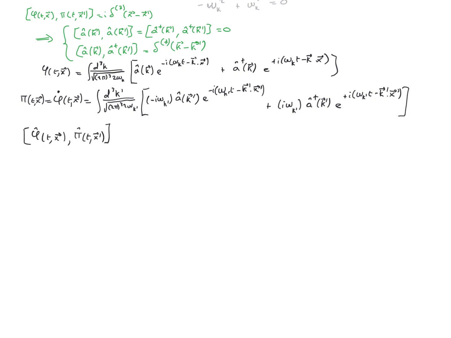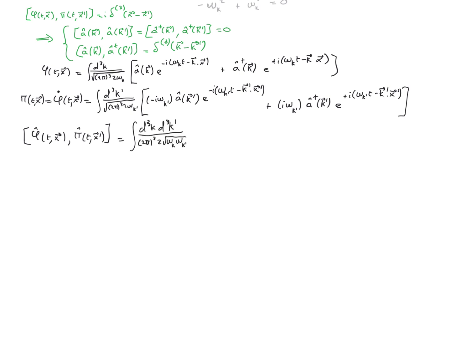So we see that the commutator will decompose into commutators of A of k with A of k dash, but we already know that this one is 0. It will also have a commutator of A dagger of k with A dagger of k dash, which is also 0. Therefore, the only terms which are going to survive are those which involve a commutator of A of k with A dagger of k dash and A dagger of k with A of k dash.